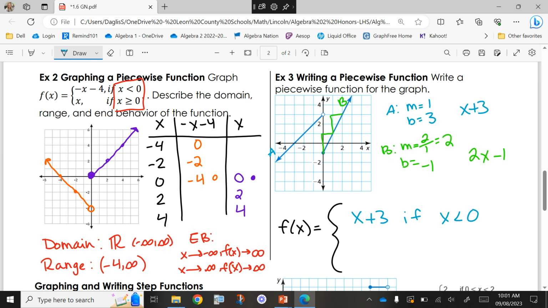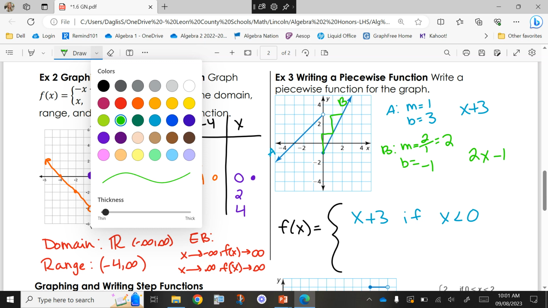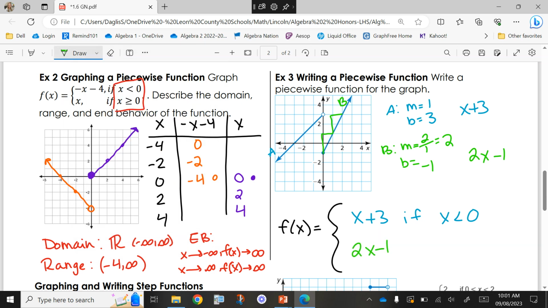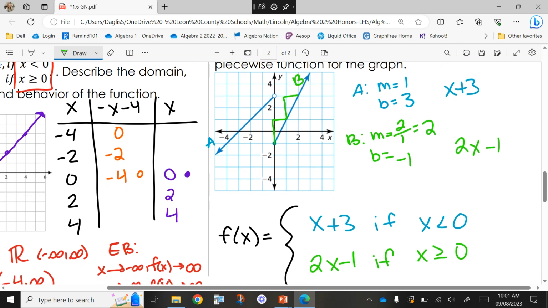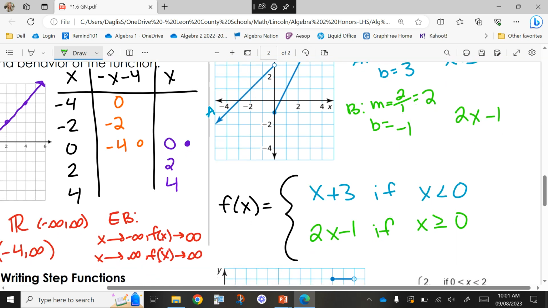Good. All right. Now, line B, we know it is 2x minus 1, but it only exists if what? Greater than or equal to. How do we know this one gets the equal to? Because it was closed. There we go. Good job, guys.